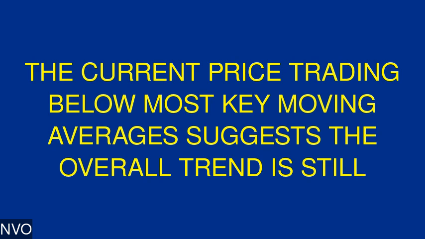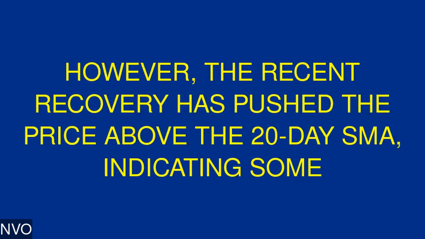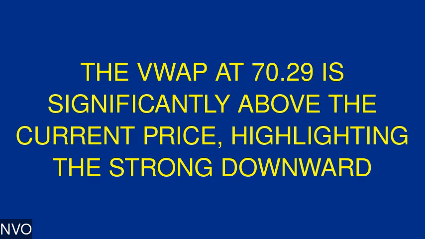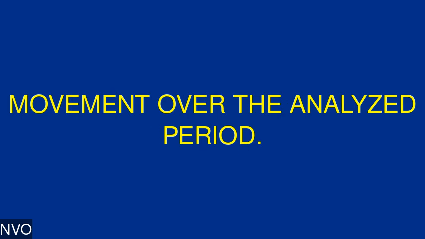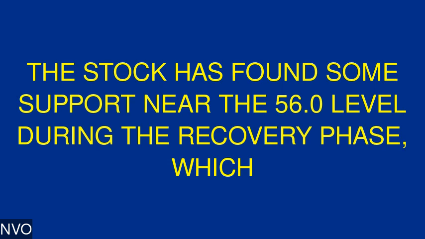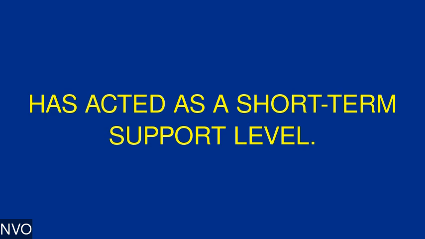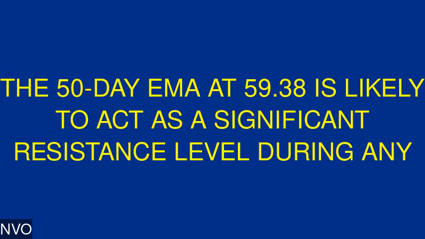The current price trading below most key moving averages suggests the overall trend is still bearish. However, the recent recovery has pushed the price above the 20-day SMA, indicating some short-term strength. The VWAP at 70.29 is significantly above the current price, highlighting the strong downward movement over the analyzed period. The stock has found some support near the 56.0 level during the recovery phase, which has acted as a short-term support level. The 50-day EMA at 59.38 is likely to act as a significant resistance level during any further recovery attempts.